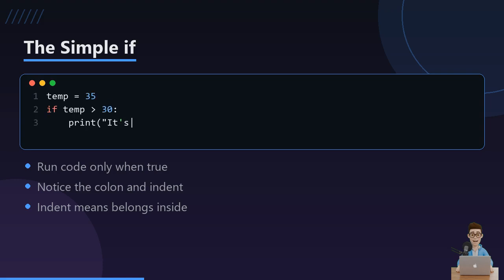Here's the plainest version. We ask if temp is greater than 30, and only if that's true does the hot message print. Notice the colon at the end of the line, and how the print is pushed to the right. That indent is Python's way of saying this line belongs inside the if.